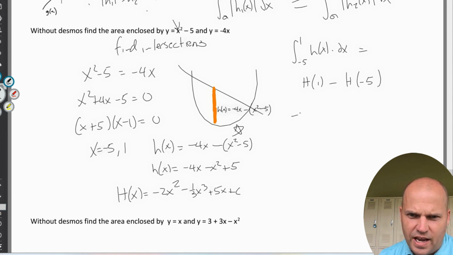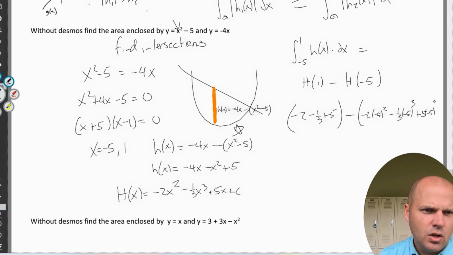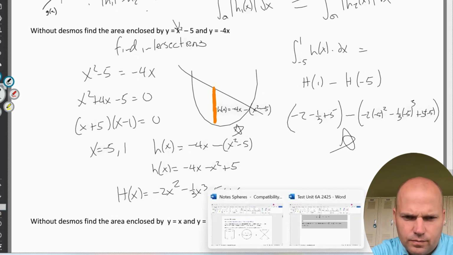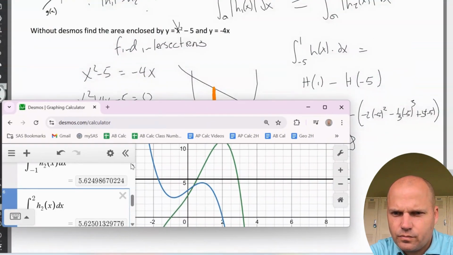Super h of 1 is negative 2 minus 1/3 plus 5. Super h of negative 5 is negative 2 times negative 5 squared minus 1/3 times negative 5 cubed plus 5 times negative 5. Good. Done. Checking this with the calculator really quickly.